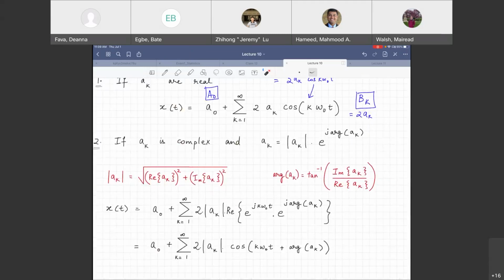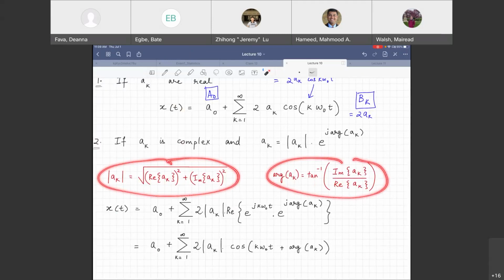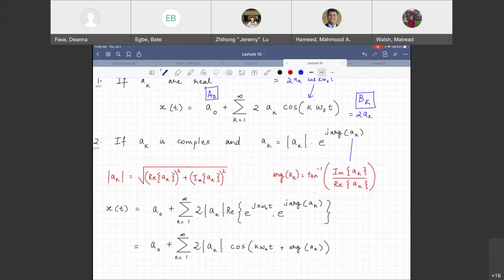How about the phase or argument? Tan inverse of imaginary over real. You have seen this years ago, right? Evaluation of magnitude and phase of a complex number. Now, if that is magnitude and this is phase, you can plug this over here and over here to get ak. So how can you write x of t when ak is complex and represented in polar form?